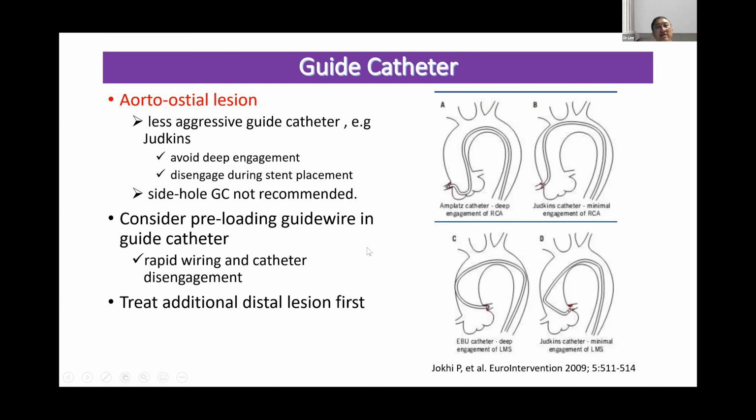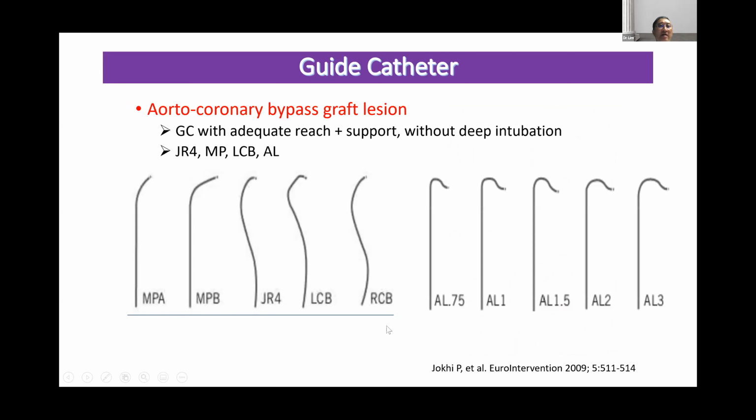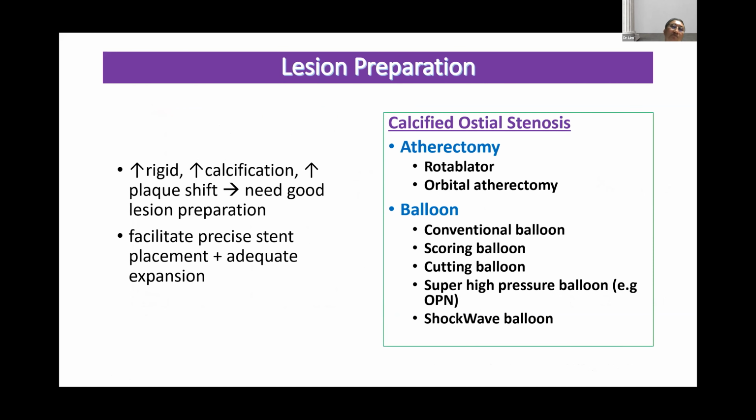For a very tight aorto-ostial lesion, consider preloading the guide wire in the guide catheter for rapid wiring and catheter disengagement. These are some of the common curves used for the aortocoronary bypass graft lesion: JR4, multipurpose, left coronary bypass, and AR, to provide adequate reach and adequate support.